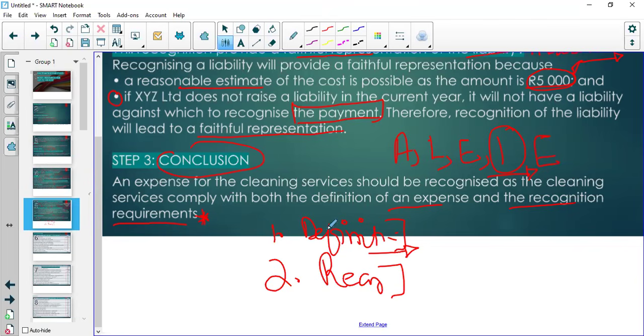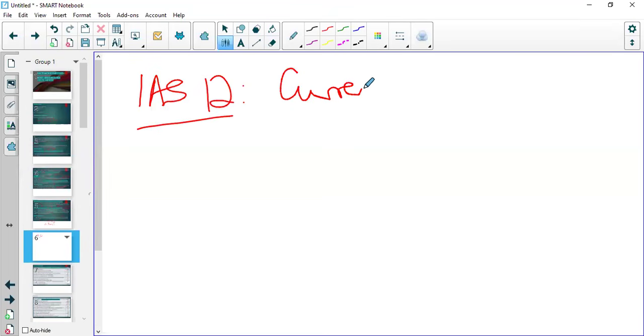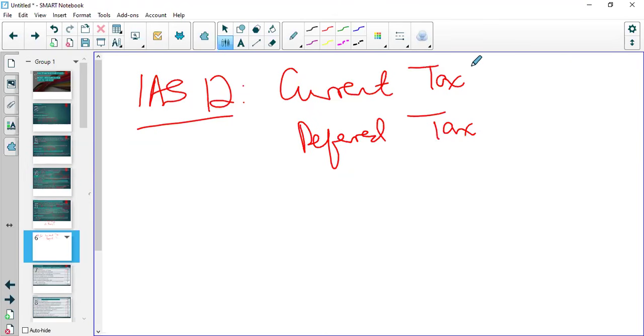All right, so that was the first part. Then if we move on, we're going to go now to income taxes. So for income taxes, there are a few things that we need to focus on. Income taxes is basically our current tax as well as our deferred tax.